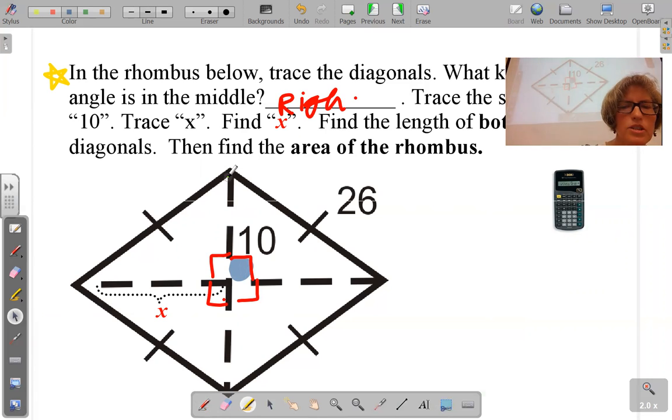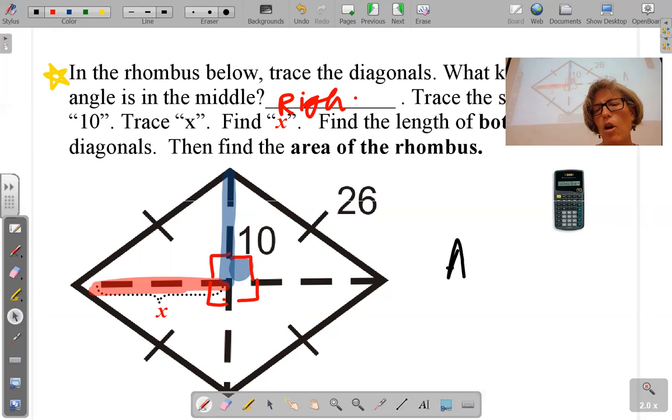Okay, keep reading. Trace the segment 10. There's 10. 10's only that piece. Ready? Keep going. Trace X. There's X. Find X. Find the length of both diagonals, then find the area of the rhombus. Okay, so let's write out our rhombus area equation. Find the equation, write it down.